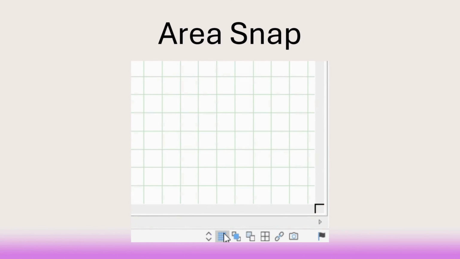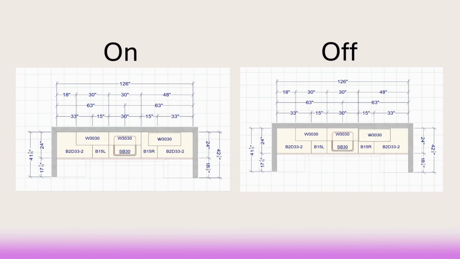The Area Snap button is especially useful in the floor plan view. When Area Snap is enabled, your cursor snaps to the grid points, helping you place and align objects accurately. When it's disabled, items move freely across the work area.